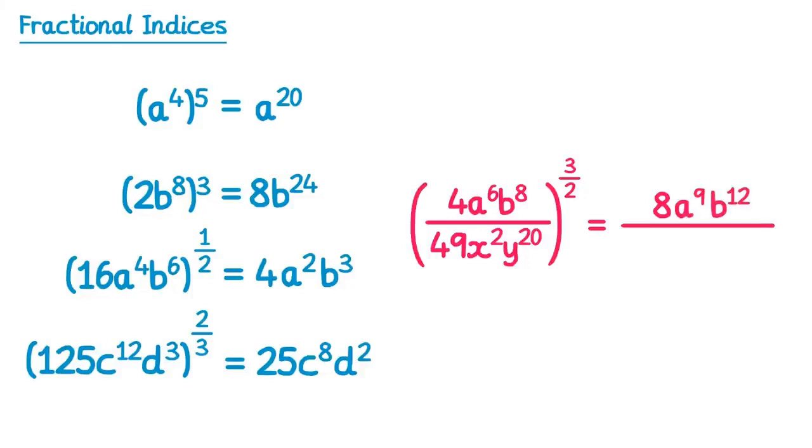We then do the same thing with the bottom. So 49 to the power 3 over 2, that's the square root of 49, which is 7, and then we cube that, which is 343. And then for the x and the y, we just multiply those indices by 3 over 2. 2 times 3 over 2 is just 3, and 20 times 3 over 2 is 30. So this is your answer.